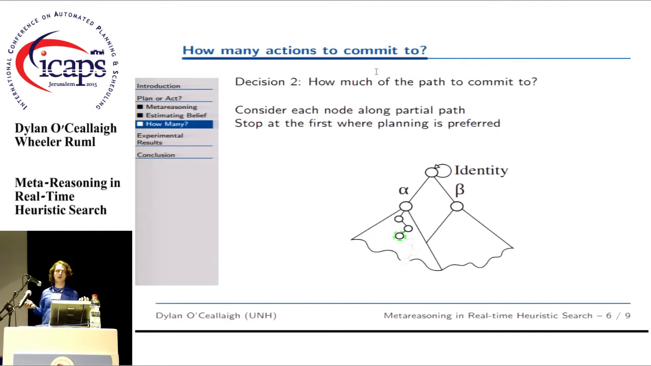So that's all describing this in the context of the identity action decision. But it still applies to the path prefixing decision. We simply look at each node along the path from alpha to the frontier, and we stop at the first point where planning is preferred according to that benefit equation I just presented.